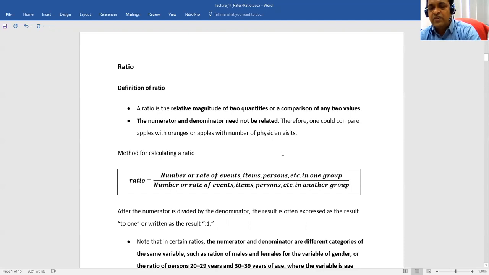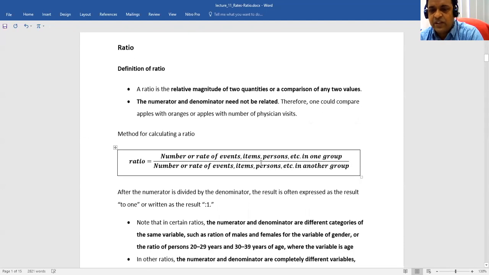So what is the definition? Another way to define it: the ratio is the number of rates, events, items, persons, etc. in a group, divided by the number of rates, events, items, or persons in another group. So in one group, we are comparing with the other group. Okay.